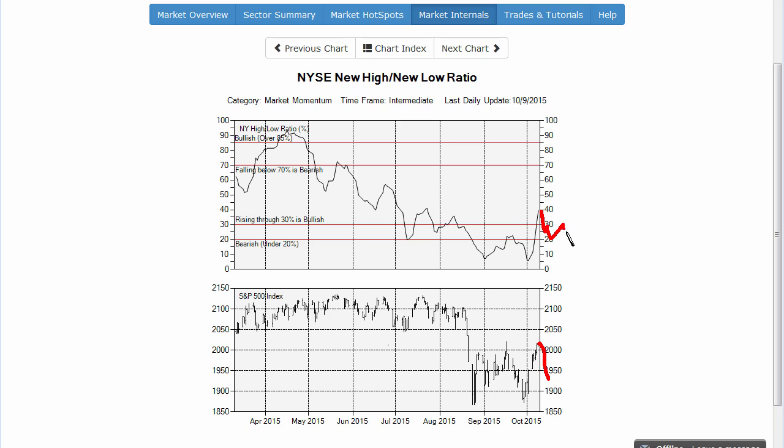As long as this holds up and then starts to trend higher, then they could wind up both being right. What we don't want to see though is if the market pulls back and have this new highs completely fall out of bed and head back down under 20. That would be bearish. All right, now that's kind of the background.